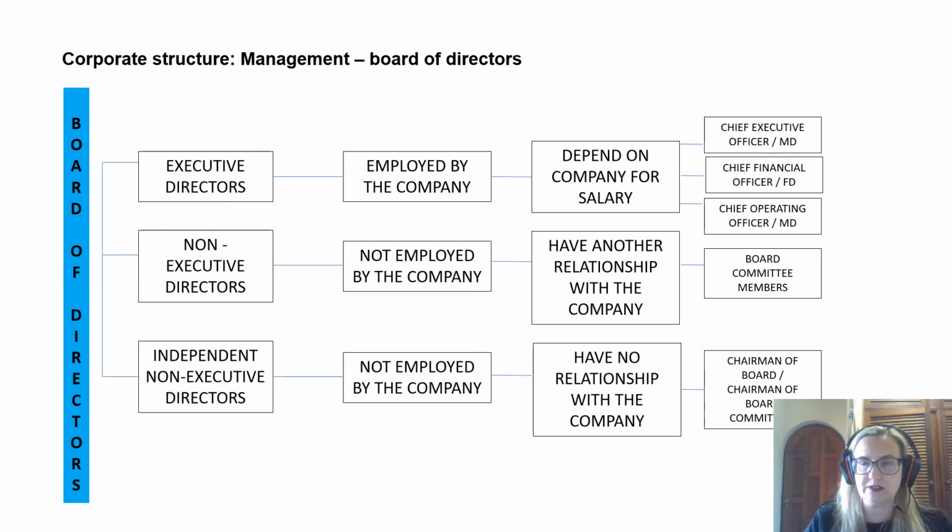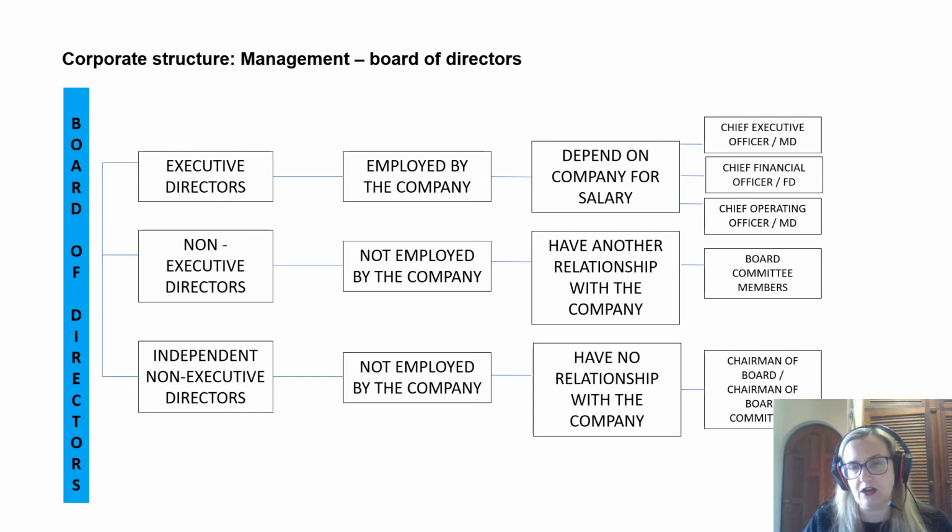They go and work for the company from 9 to 5 and on weekends and whatever, and they depend on the company for their salary. This is typically going to be your CEO, your CFO, your COO, and if you have any other executive directors that might sit on your board.